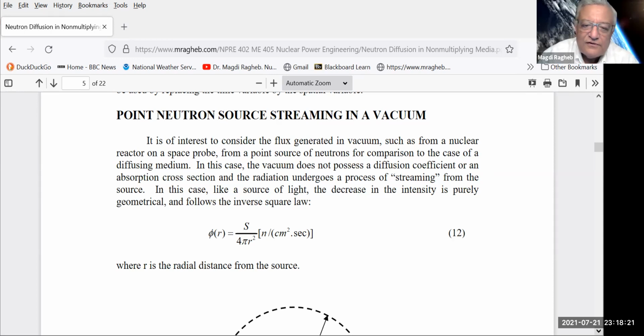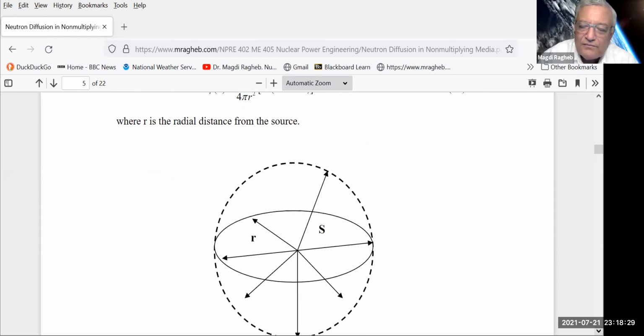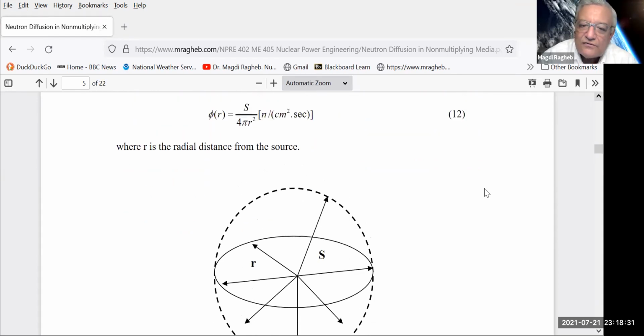The first simplest solution for the flux can be exemplified by a source of neutrons that does not interact with the medium surrounding it. So the neutrons are coming out from the source of neutrons, and this example, as I suggested, is a nuclear reactor on a spaceship, and you want to shield the crew against the radiation. It would also be, in astrophysics, the radiation from a neutron star.